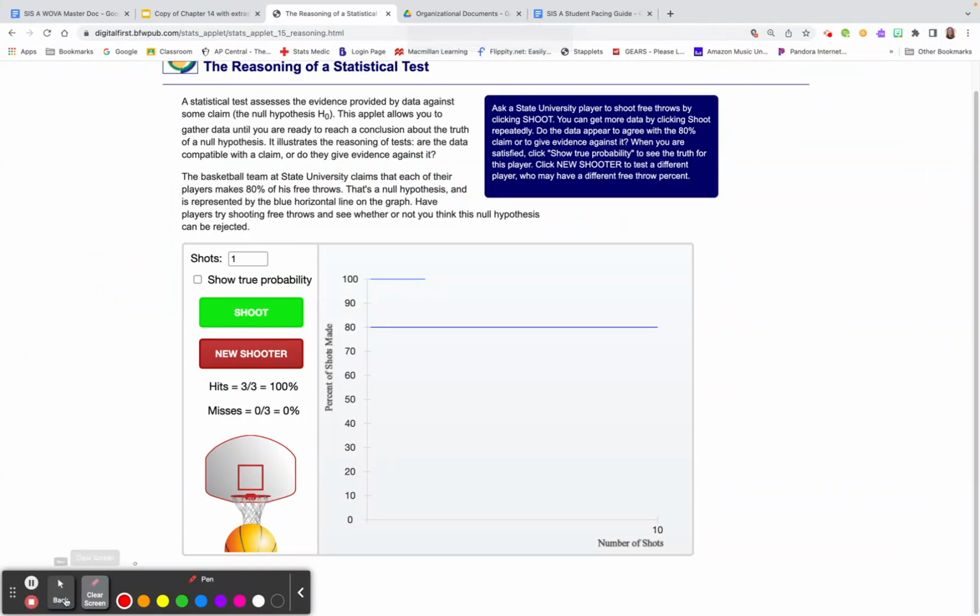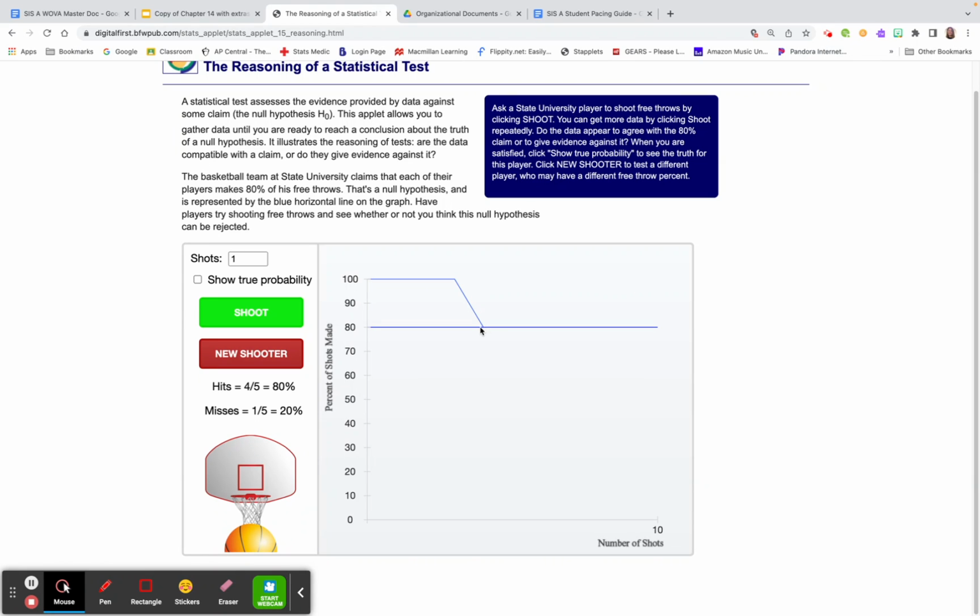Okay, so I've shot 3 times. Let's shoot a fourth time. 4 for 4, 100%. Oh, but now I missed the 5th shot. So notice that my overall percentage dipped down quite a bit. It went from 100 down to 80% because I'm now 4 out of 5.